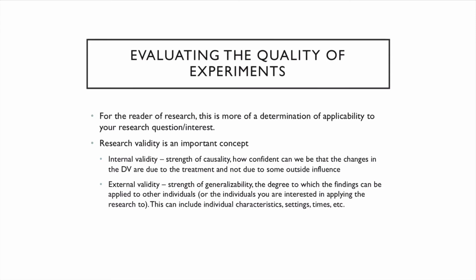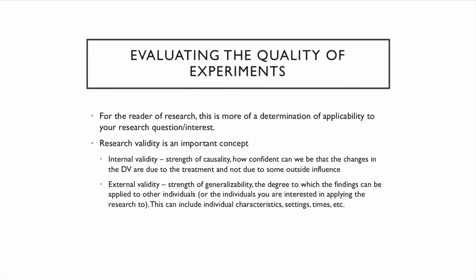So I think it's important when we're reading these articles to keep an eye on the quality, make sure that they have used valid and reliable measures. Hopefully they've used a population that's similar to the population you work with. They've used testing devices or training apparatus that you have access to, and so on. So for the reader of research, I think more often determining quality is more so evaluating the applicability of the research to the things that you do or the things you're interested in. However, the concept of research validity is an important one.